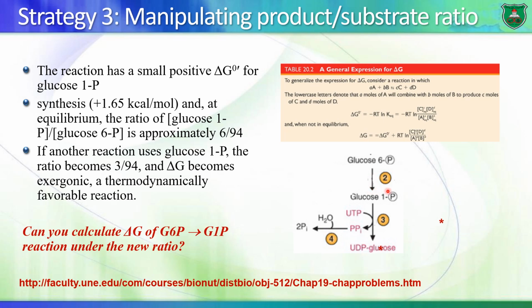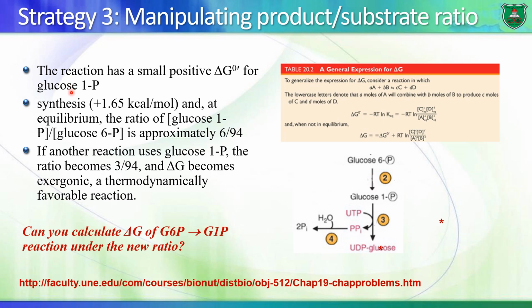So once you have the formation of glucose 1-phosphate, it gets converted immediately to UDP glucose via an exergonic reaction, and it can be driven even further by hydrolyzing pyrophosphate in another exergonic reaction. So that reduces the concentration of the glucose 1-phosphate, and that would convert this endergonic reaction into an exergonic reaction.